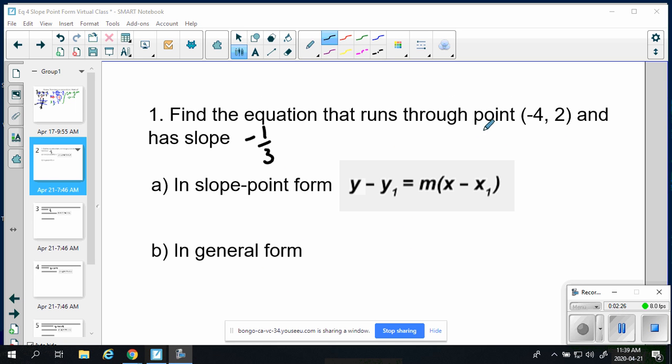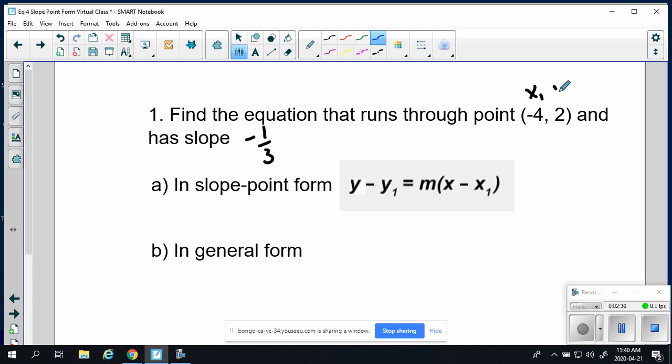If they give you a point and a slope, then you can write it in slope point form. So I'm just going to label this here. This is x1. This is y1. And this, of course, is your slope m. So if I'm trying to write this in slope point form, I can say y minus y1, which is 2, equals negative 1/3 x minus x1. So I'm subtracting a negative because x1 is negative, so I'm just going to write plus 4. So that is your equation in slope point form.